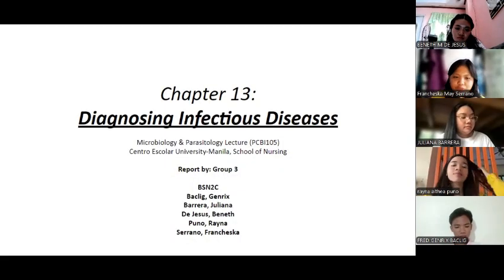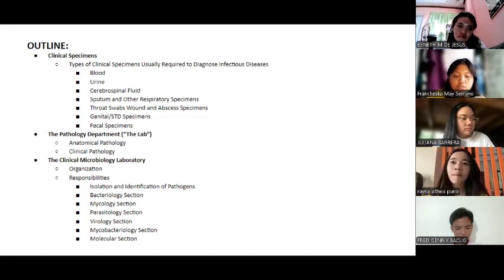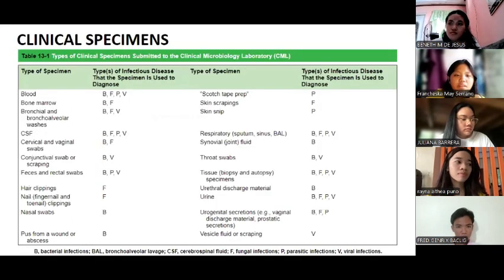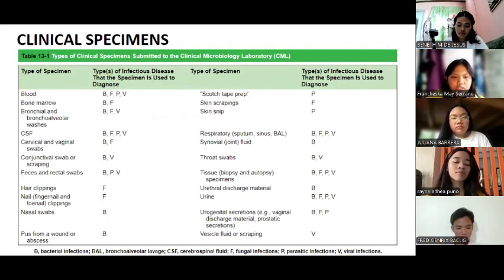So we are now in chapter 13, which we will be discussing diagnosing infectious diseases. The outline for this topic are the following: clinical specimens, the pathology department, which has two major divisions, the anatomical and clinical, and then lastly is the clinical microbiology laboratory, which is the main focus of our topic. So these are the examples of clinical specimens which can be collected from a client or a patient. So all of this will be tackled in the next few slides.